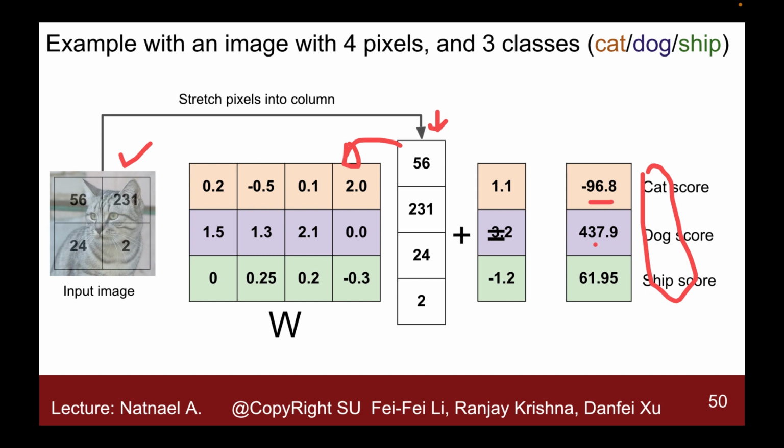So here, in this case, just assume we got minus 96.8 for cat, the distance. Here we have, this is bias, by the way. Here we have 437 for dog. We have 61.95 for sheep. So different scores you might get here from a linear classifier, and you have to choose the one with less distance, and assume that label or that class is the one to be labeled to the input image.